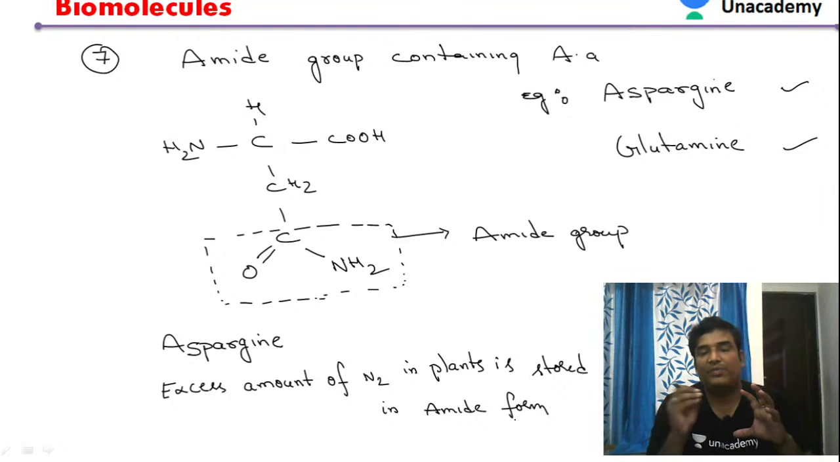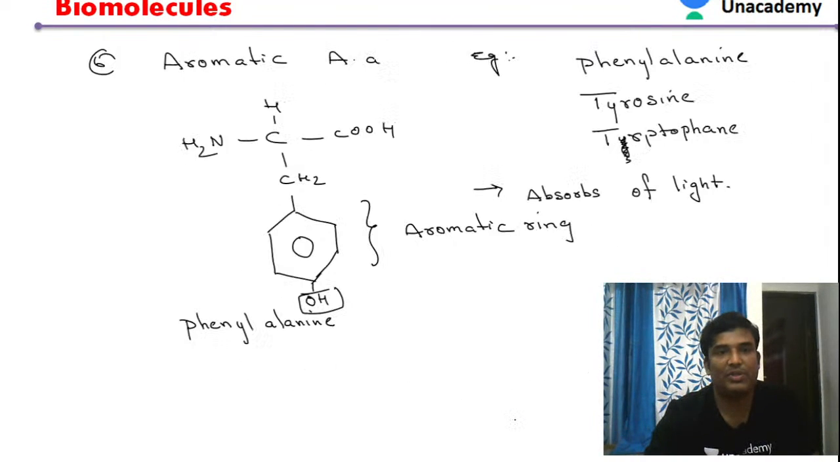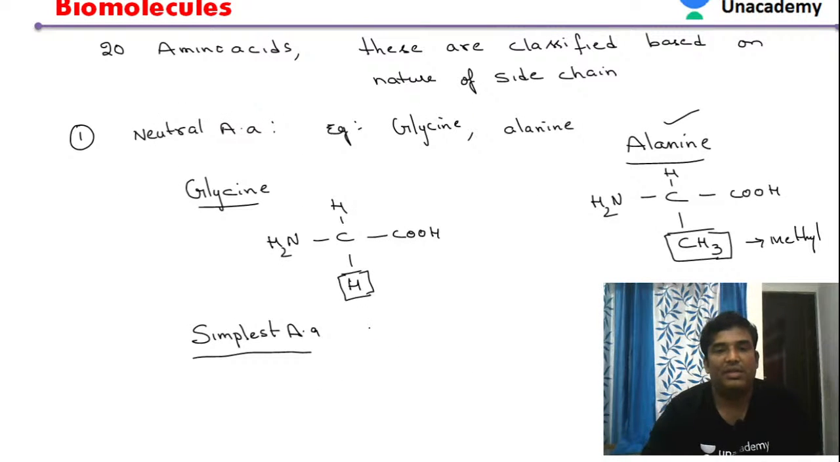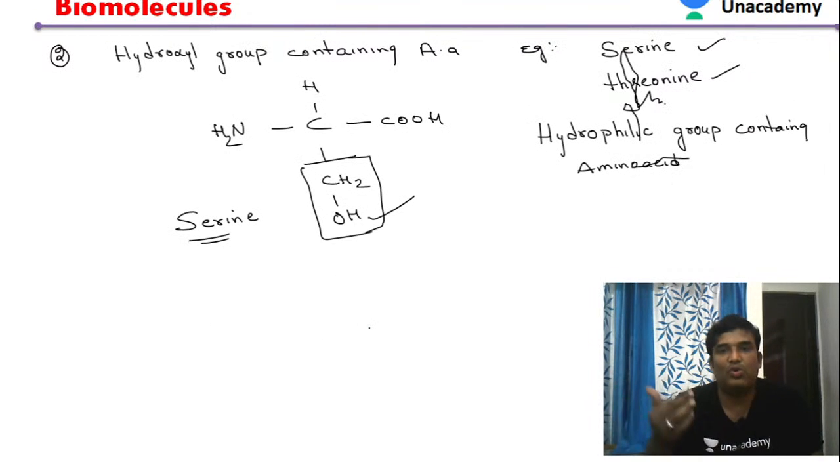So these are the 20 different types of amino acids. They are classified into different types based upon the side chain. If you see once again, this is a typical structure of amino acids. Every amino acid has a carboxyl group and an amine group, and you have a side chain. If the side chain is replaced by another hydrocarbon chain, different amino acids will come. You can see neutral amino acids, best examples glycine, alanine. Then hydroxyl group containing amino acids, best examples are serine and threonine.